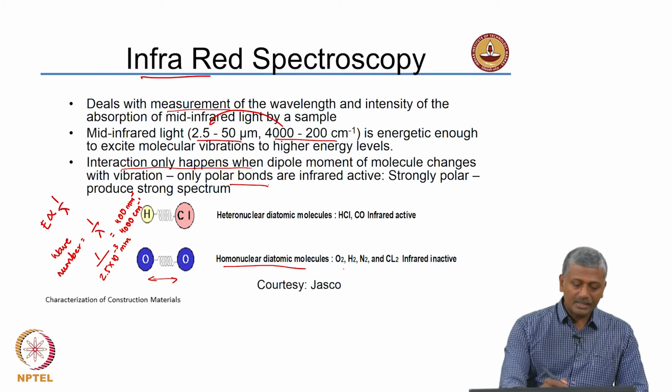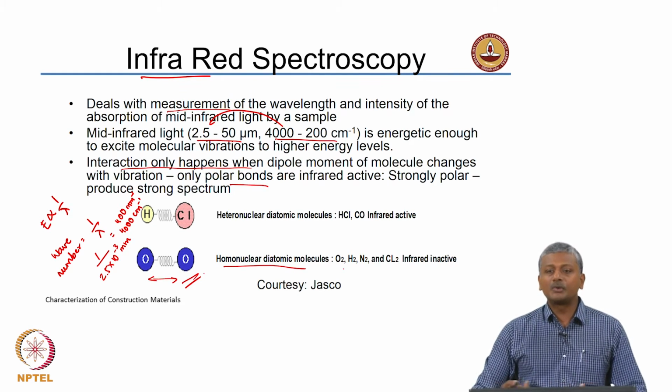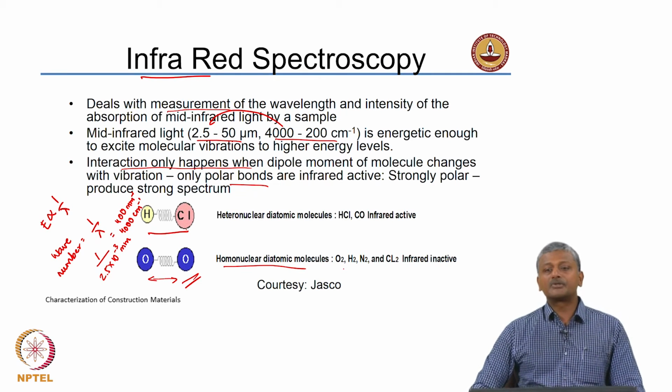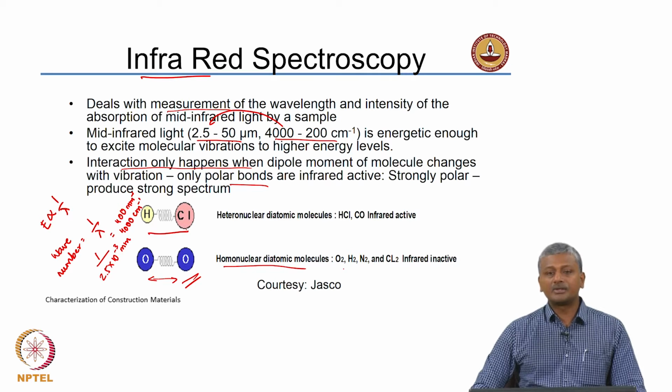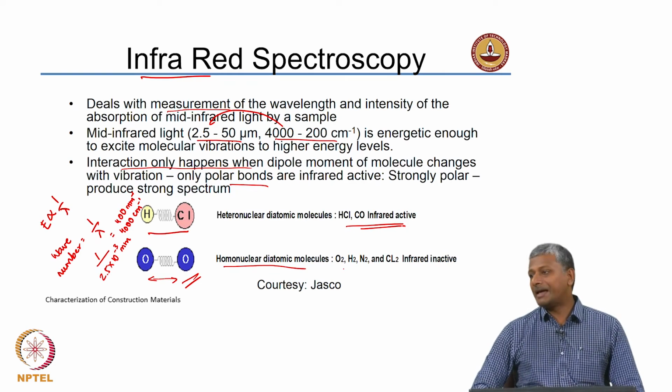So, in the case of homonuclear diatomic molecules like oxygen and nitrogen, you have almost neutrality as far as charge is concerned, but here there is a charge imbalance because of the relative sizes of your hydrogen and chlorine atoms inside the HCl compound. So, there is a charge imbalance that leads to polarity, and this polar system will definitely be infrared active.